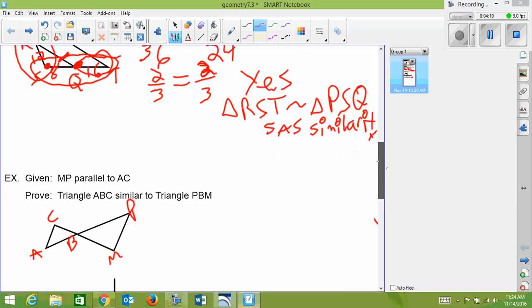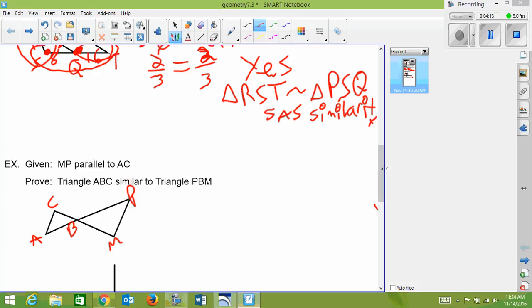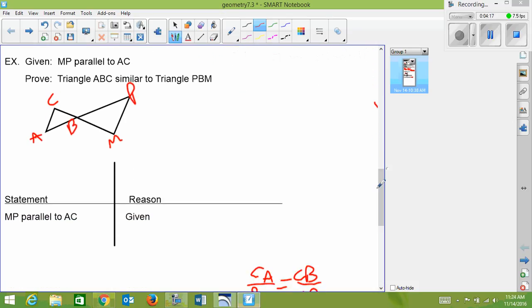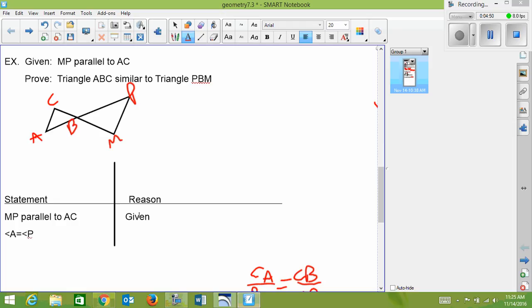So the next one, if I give you the information that MP is parallel to AC, and I want you to prove that triangle ABC is similar to triangle PBM, I have it started here already. So MP is parallel to AC, that was given information. So then from there, going back and using some of our information about parallel lines and what it does when it's cut by a transversal, I can say that angle A is equal to angle P, and angle C is equal to angle M.